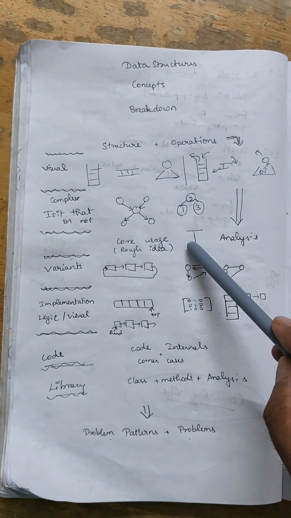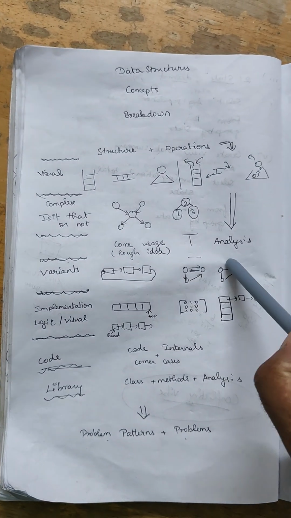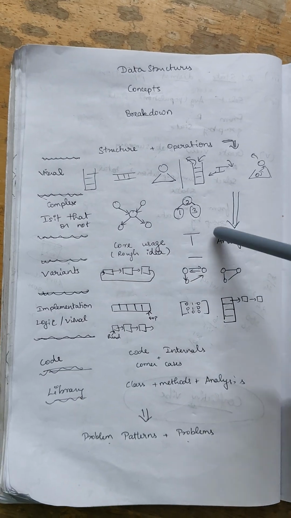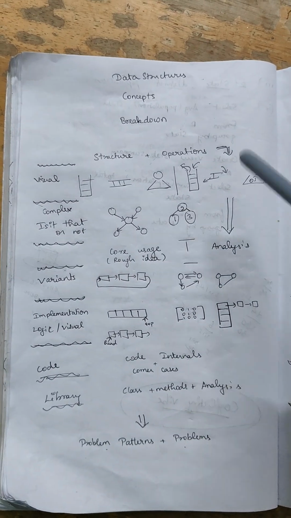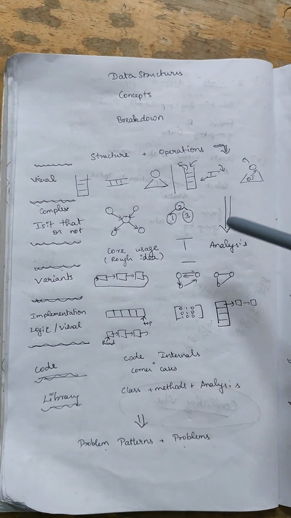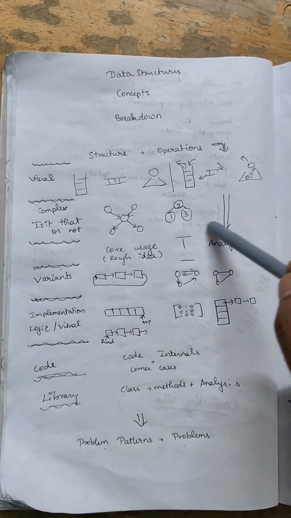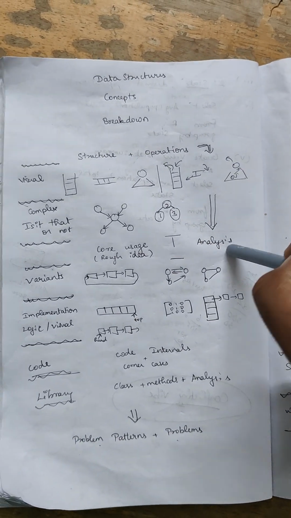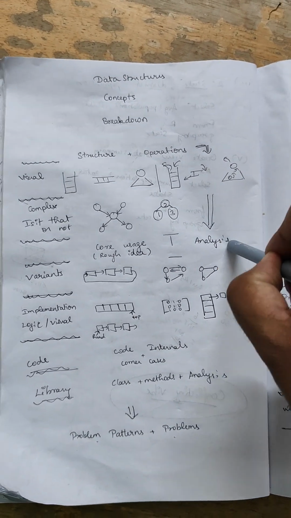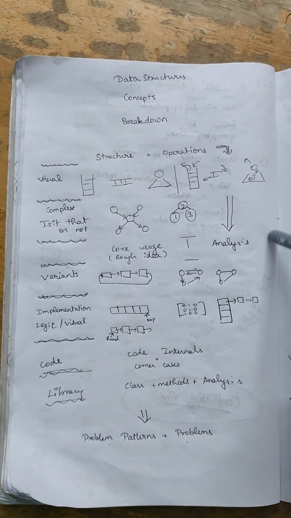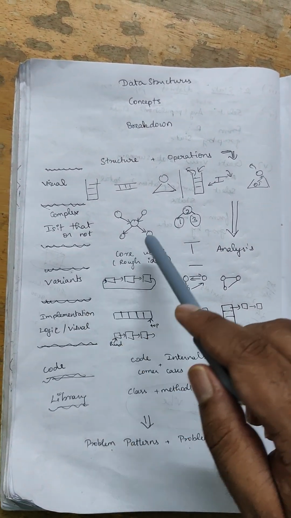Have a rough idea of what that core usage is, and with just this core usage and visualization, you will still be able to do the analysis part. Like I discussed, if it is a heap, you could do the extract min as an O of 1 operation. For each operation, you could try to do the analysis just from the visual. Is it O of 1? Is it O of n? And then try to understand that.